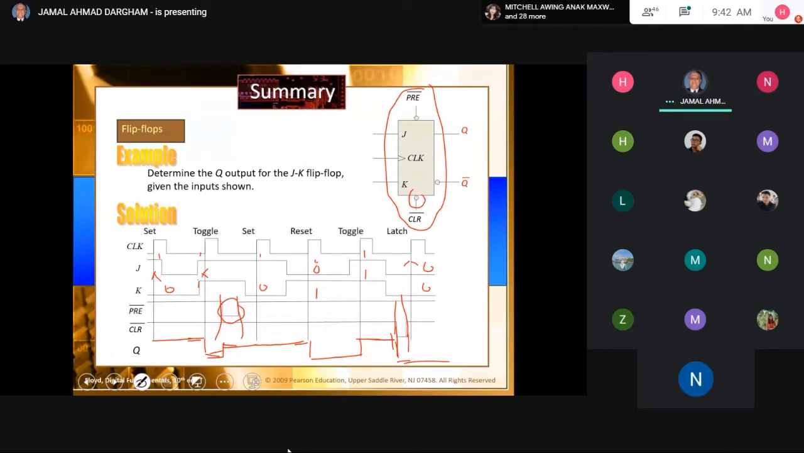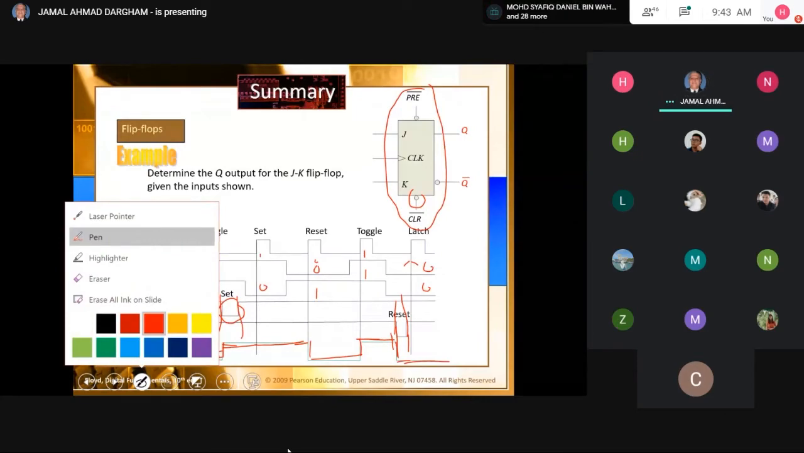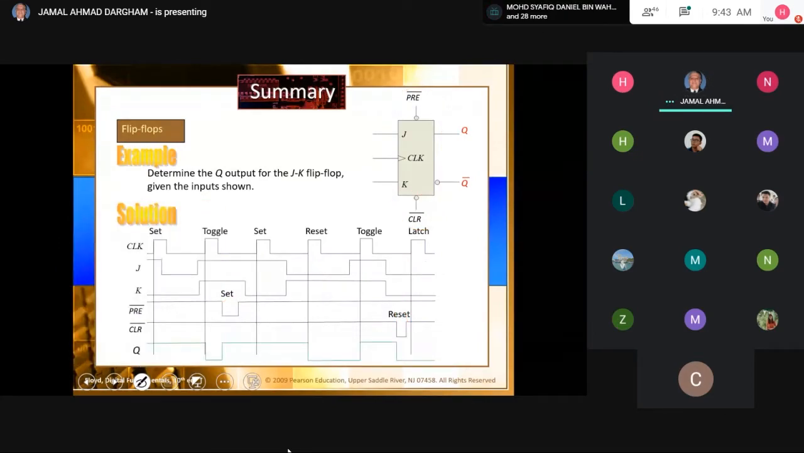If I play it, you can see it's exactly like what I have drawn. It's clear how we do the timing diagram.